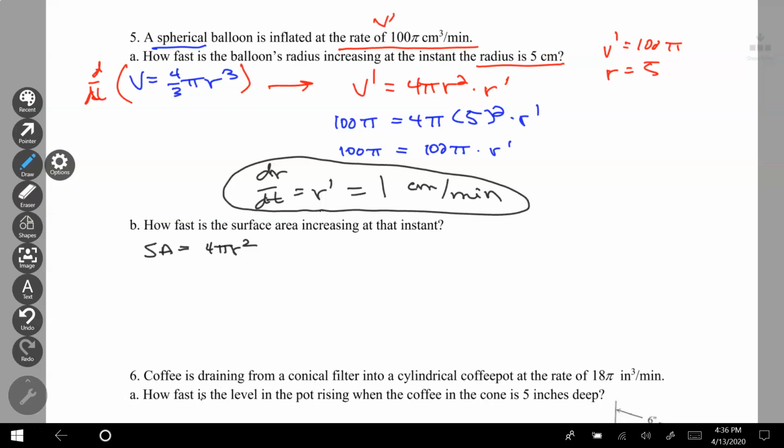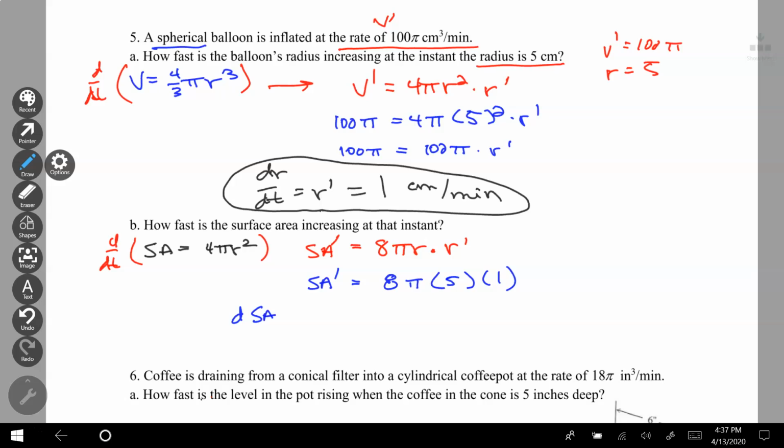I can take its derivative. I get surface area prime is equal to 8 pi r times r prime. I know my r, I know my r prime, so SA prime is equal to 8 times pi. The radius is 5. My r prime is 1, which I just figured out in part A. So my dSA over dt is SA prime is equal to 40 pi. This is area, so centimeters squared per minute.